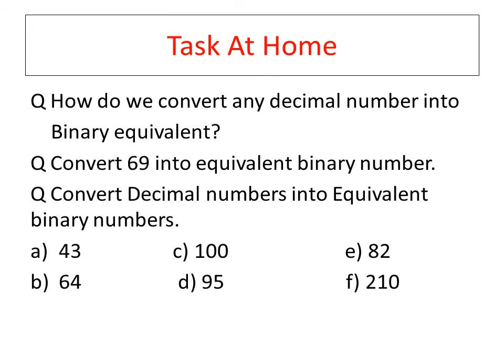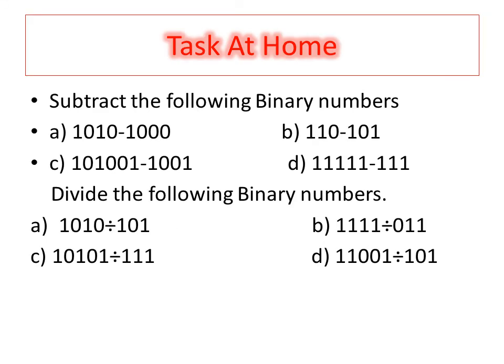Now, these are the questions which you need to try by yourself at home. How do we convert any decimal number into its binary equivalent? Convert 69 into the equivalent binary number. Convert decimal numbers into equivalent binary numbers. So what are the numbers which are given here? 43, 64, 100, 95, 82, 200. Now you have to subtract the following binary numbers and also divide the following binary numbers.